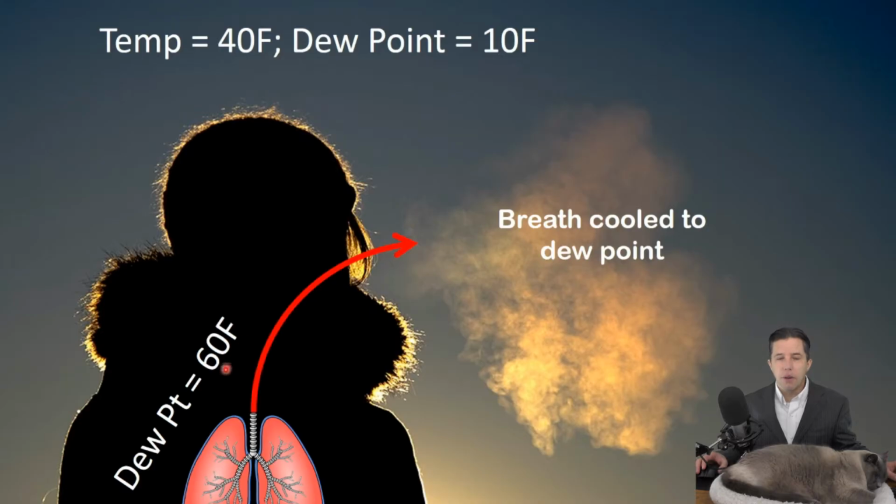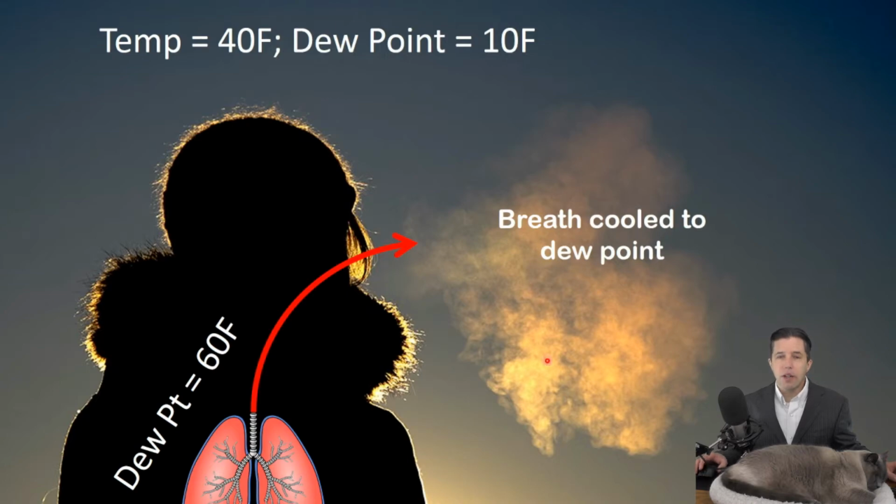Well, if the dew point's 60, all we have to do is cool it down to 60, and we'd start to make a cloud. Well, the temperature outside is 40, so as she breathes out this air with a dew point of 60, as it cools down to 40, then that water vapor that's in her breath has to come out and form little tiny liquid droplets, and we see a cloud.